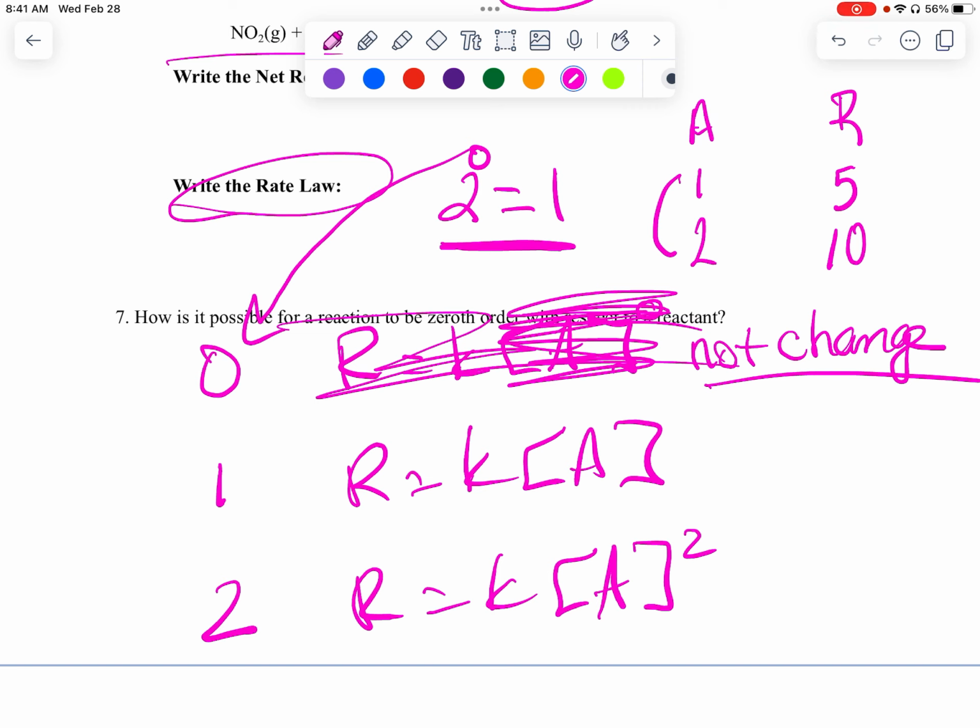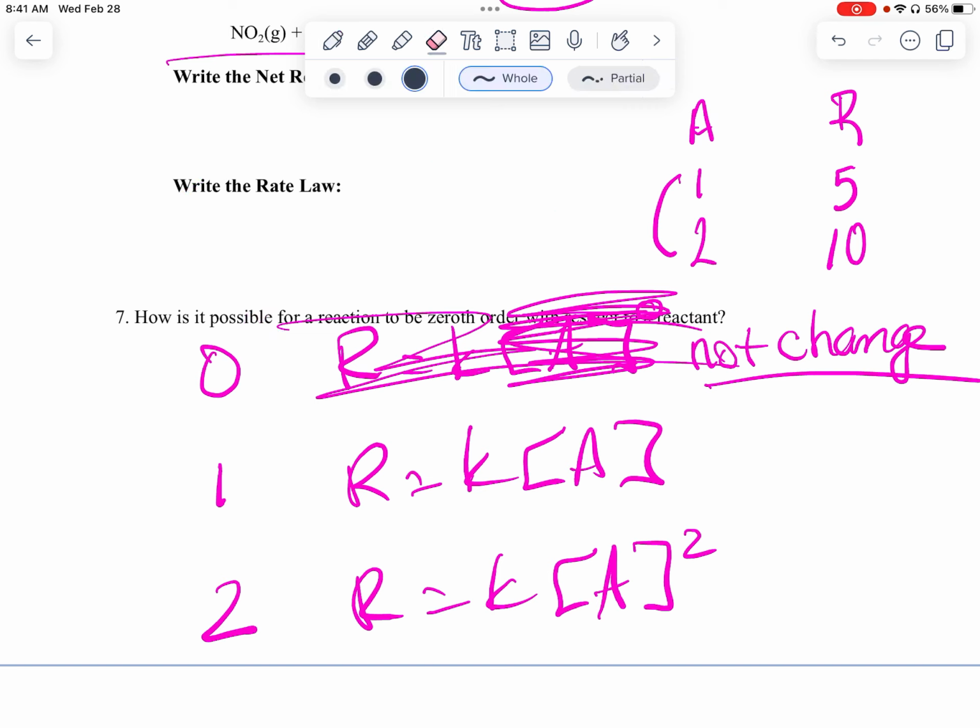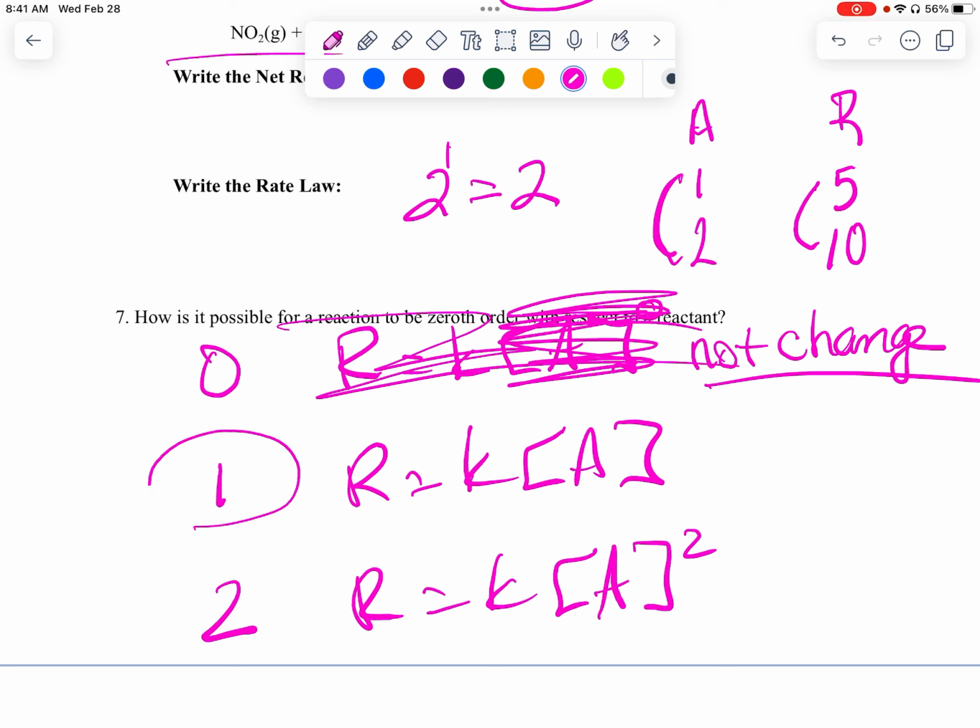Well, let's go back to this example, all right? The concentration doubled. 10 divided by 5, always do big number divided by little number. The rate doubled. Well, what exponent makes this true? 1. What does it mean? What does a first order reaction mean? It means if you double the concentration, the rate doubles. All right?